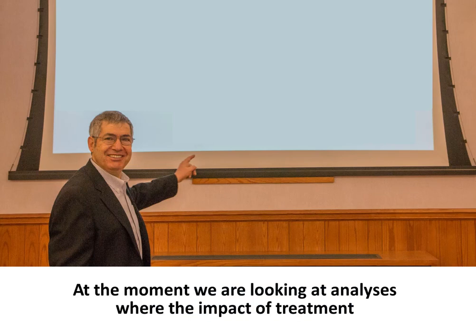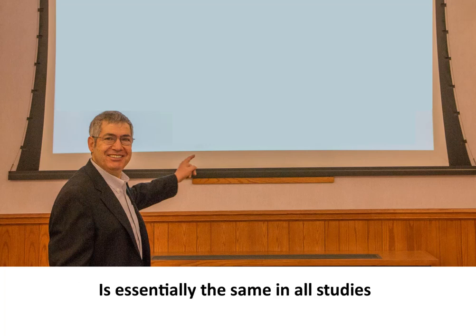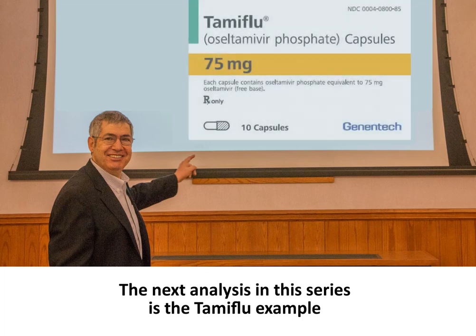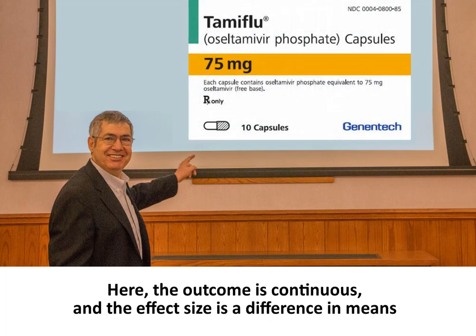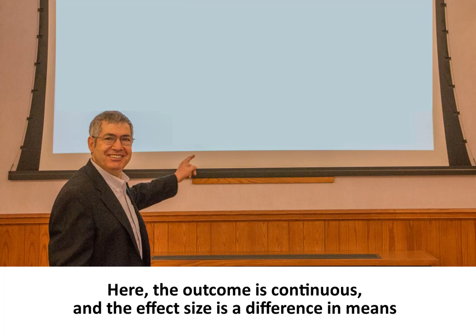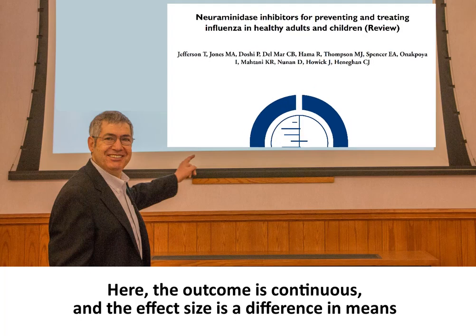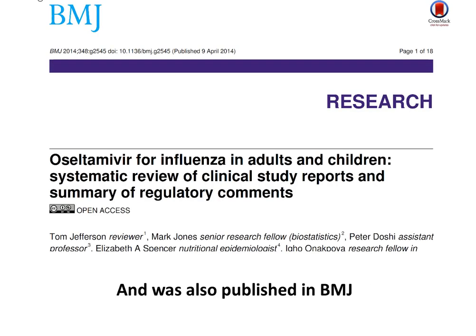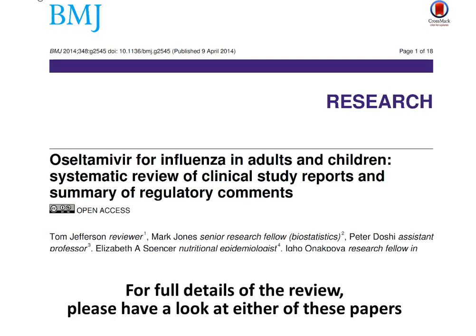At the moment, we're looking at analyses where the impact of treatment is essentially the same in all studies. The next analysis in this series is the Tamiflu example. Here, the outcome is continuous, and the effect size is a difference in means. The analysis I'll show here was published in Cochrane and was also published in BMJ. For full details of the review, please have a look at either of these papers.